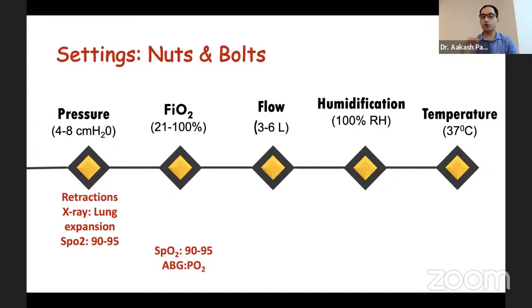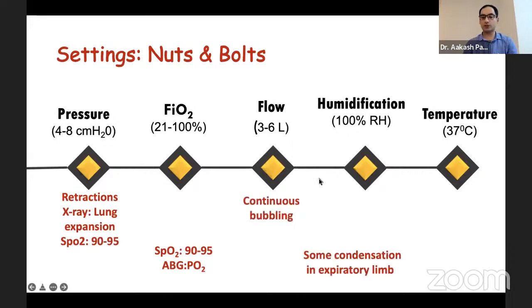Usually a flow of 4 to 5 liters is enough, and usually it is not warranted to increase flow beyond 5 to 6 liters, because increased flow can lead to increased pressures, and then complications like air leaks are more. Humidification should always be 100%, and the best way is to touch the inspiratory limb. It should be warm to touch. There should be no condensate in the inspiratory limb, and there should be some mist in the expiratory limb. Temperature should always be looked at on the humidifier, and the set temperature should always be 37 degrees Celsius.